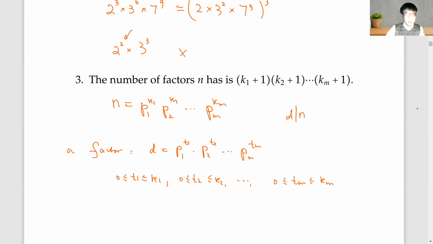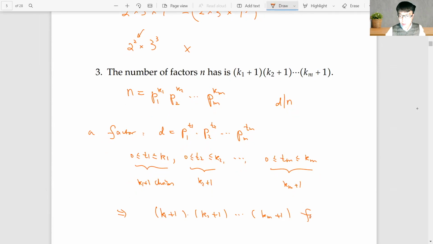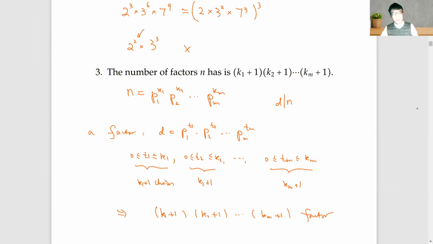So every exponent has multiple choices. For example, T1 has K1 plus 1 choices. T2 has K2 plus 1 choices because it could be 0. Here we also have Km plus 1 choices. So actually it's based on a counting technique called the multiplication principle. So there are totally (K1 plus 1) times (K2 plus 1) times up to (Km plus 1) factors. Each choice of T1, T2, Tm determines a factor. So there are this many factors. So these are some properties.